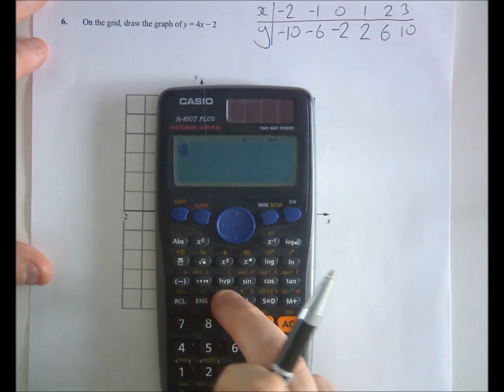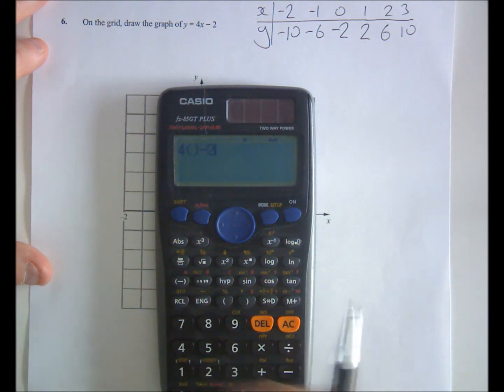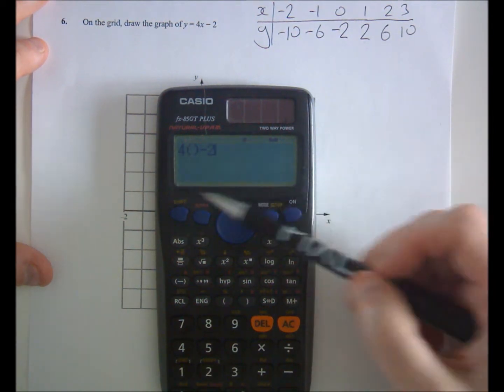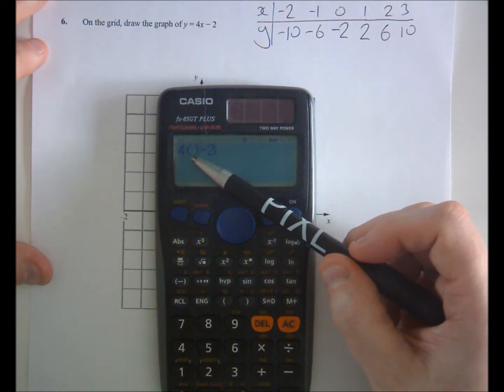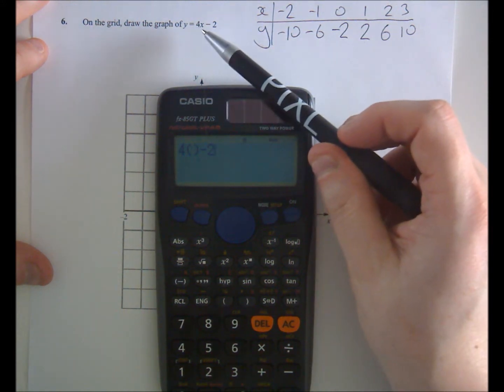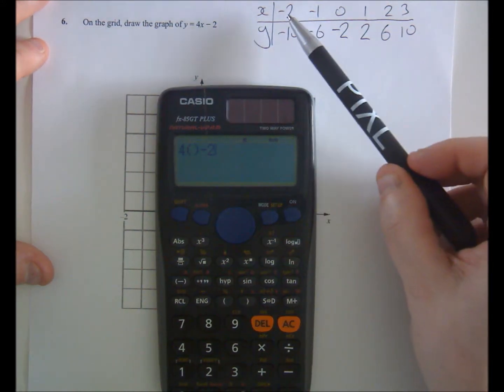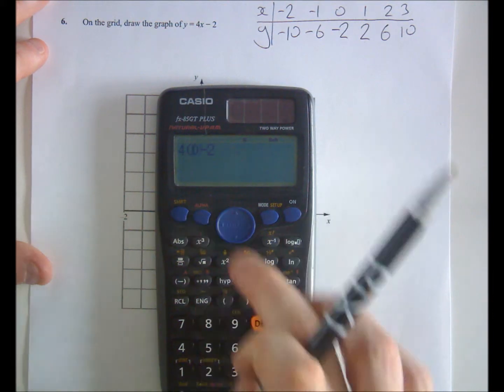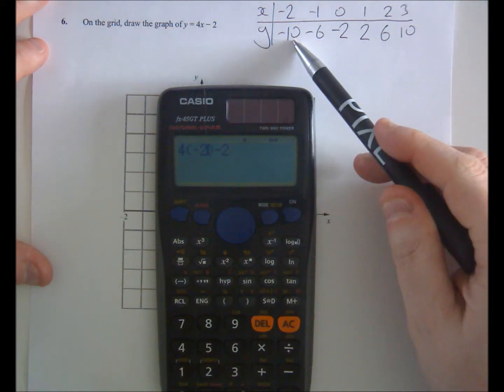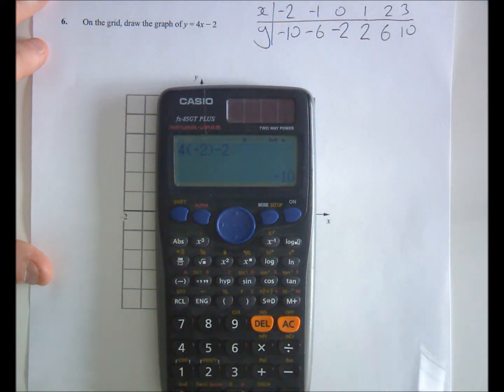So 4, brackets, close brackets, minus 2. I can use this function on the calculator. I'm using the brackets to signify the x, which I'm going to substitute different values into. I'm going to substitute the minus 2 in first to see what it generates. Of course, we know it generates minus 10. It's just nice to check it.